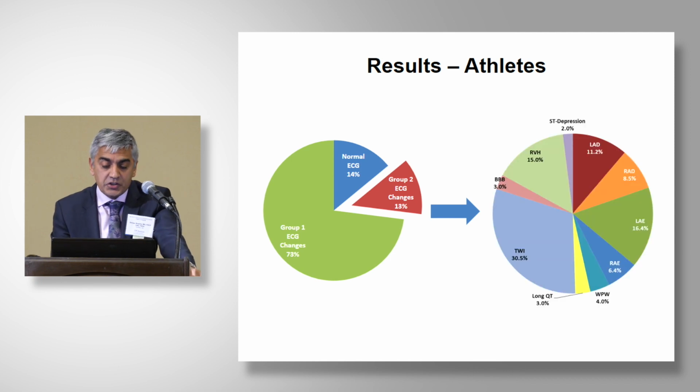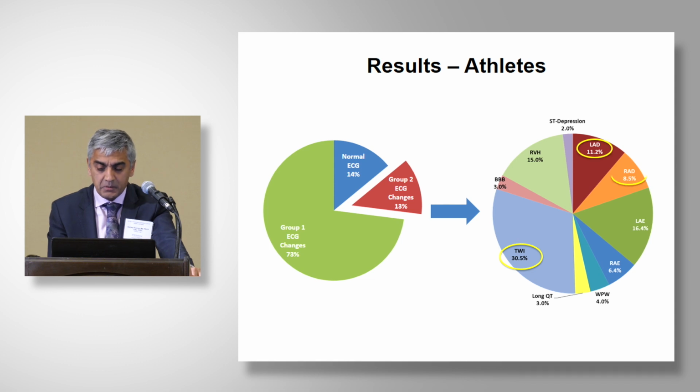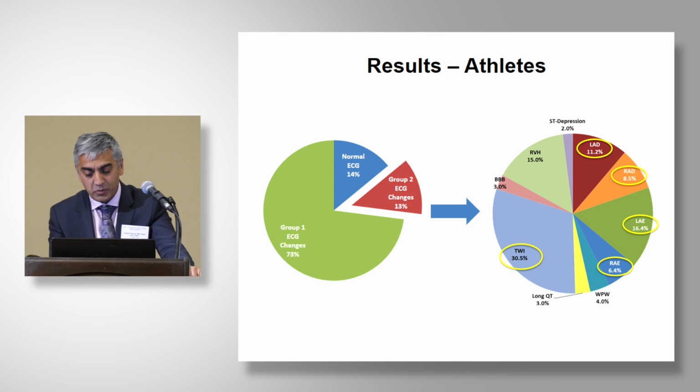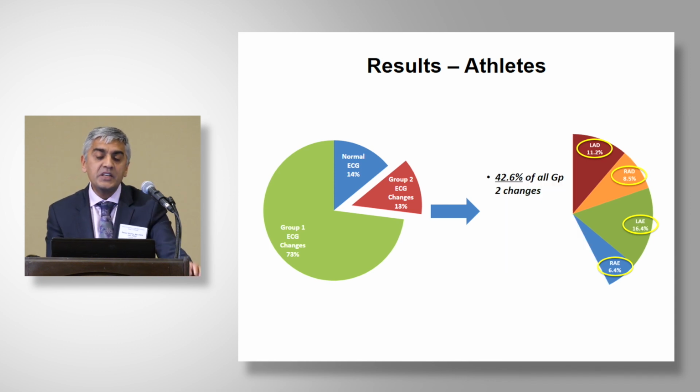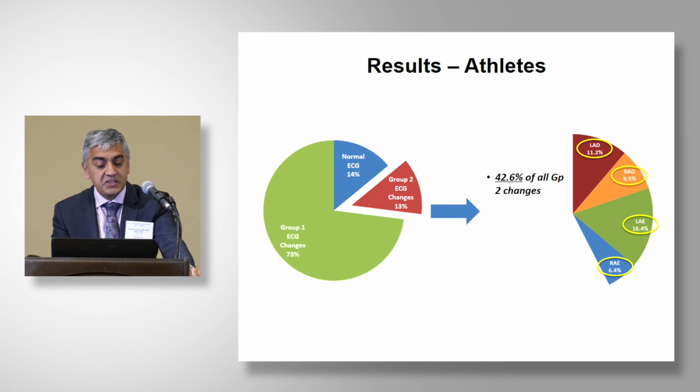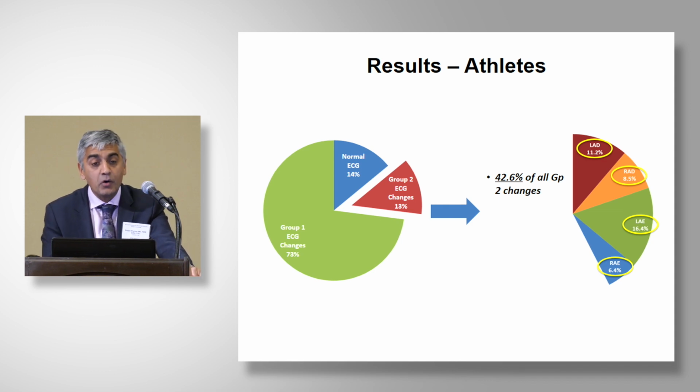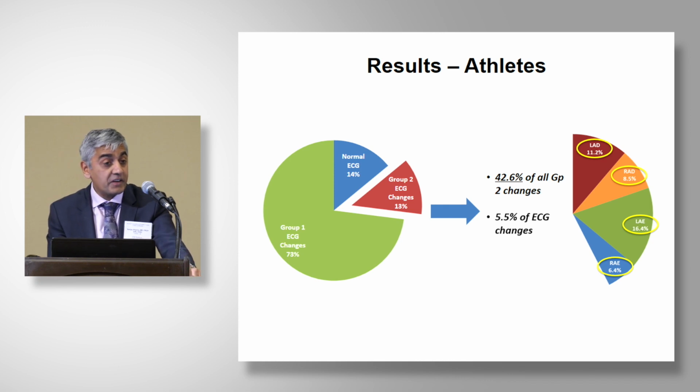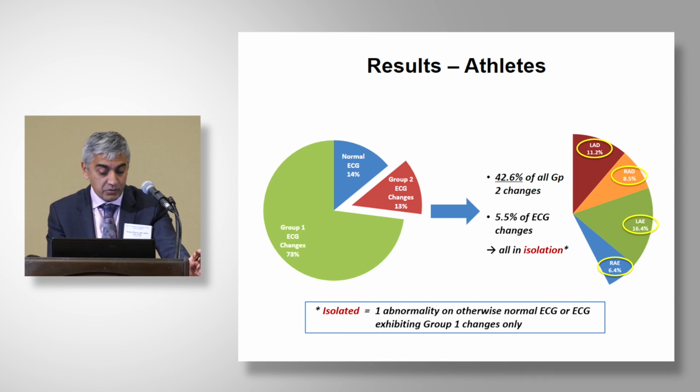Of the group 2 changes, the vast majority were T-wave inversion, not surprising, but 11.2% had left axis deviation, 8.5% had right axis deviation, 16.4% had left atrial enlargement, and 6.4% had right atrial enlargement. Indeed, these 4 anomalies made up 42.6% of all group 2 changes. They made up 5.5% of all abnormal ECGs in athletes when they were found in isolation.